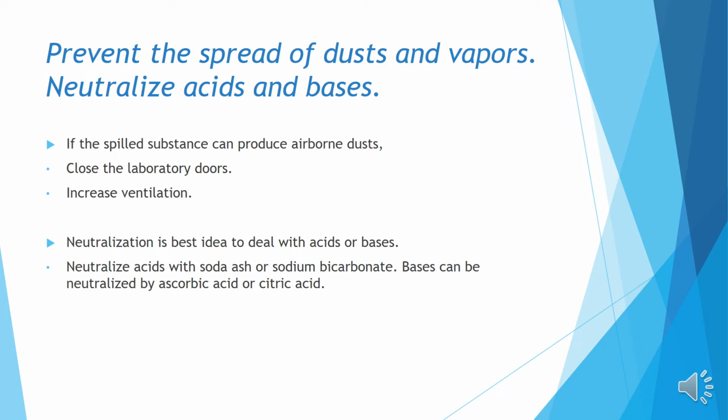If the spilled substance is volatile, prevent the spread of dust and vapors by increasing ventilation through fume hoods or by closing the laboratory doors. If the spilled substance is an acid or base, neutralization is the best way to deal with it.